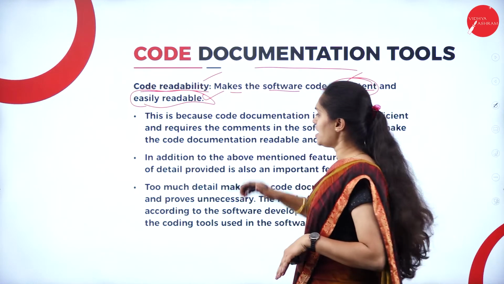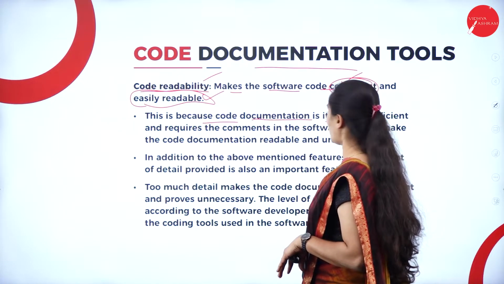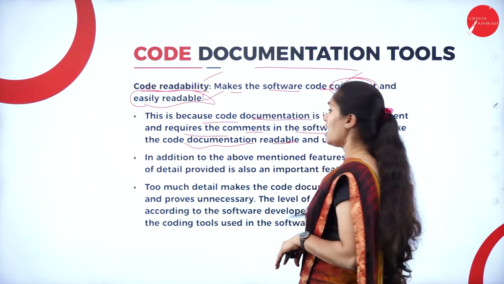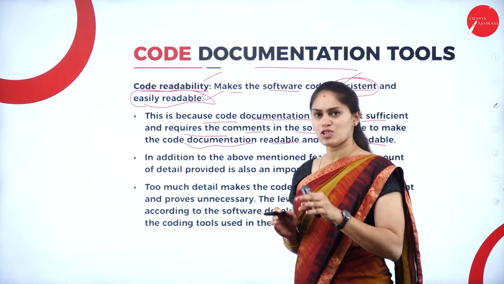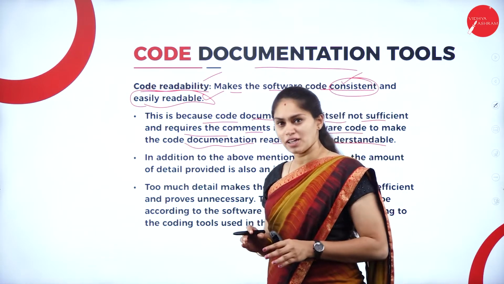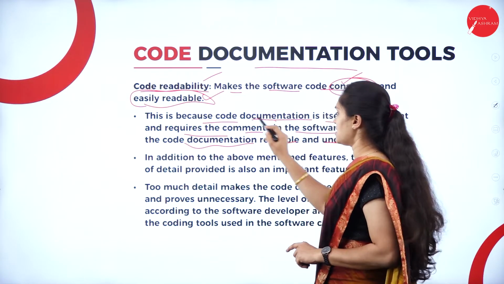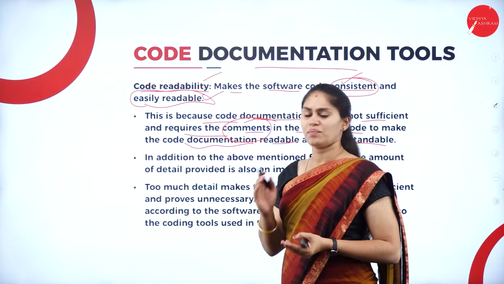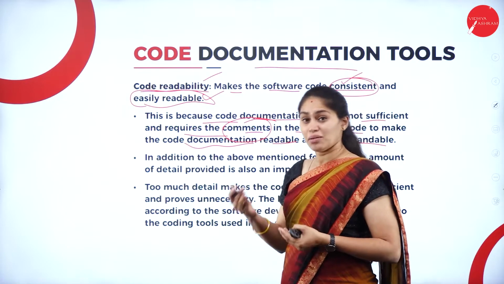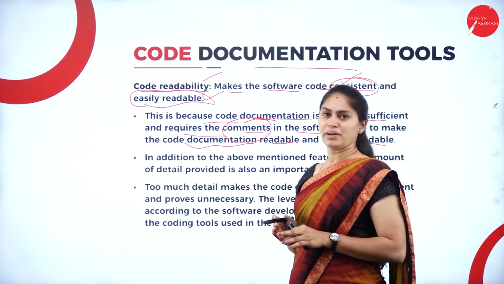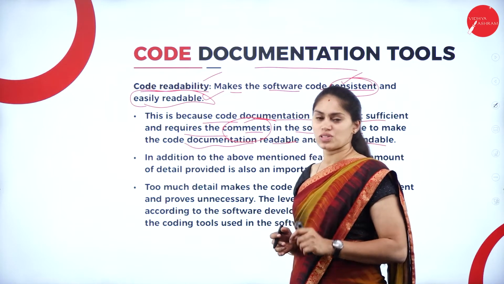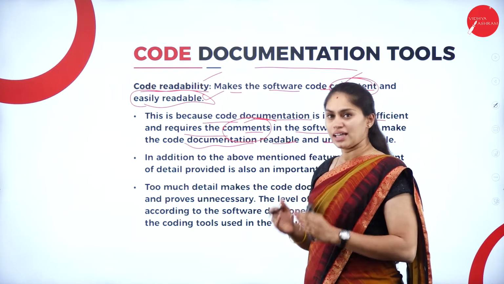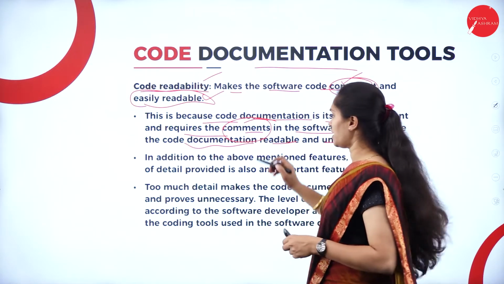And you can see here, code documentation by itself is not sufficient and requires comments in the software code that make the code documentation readable and understandable. Simply having source code doesn't mean that we have complete documentation. Along with the source code, it is necessary to have comments on what each piece of source code is doing, what this program segment is doing. If I am unable to see the working or logic of a particular code segment, then it is of no use.